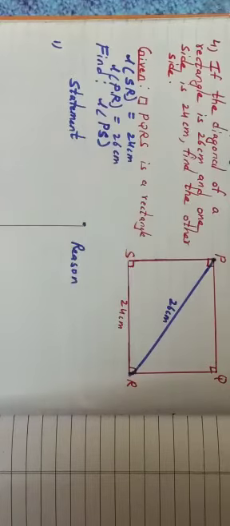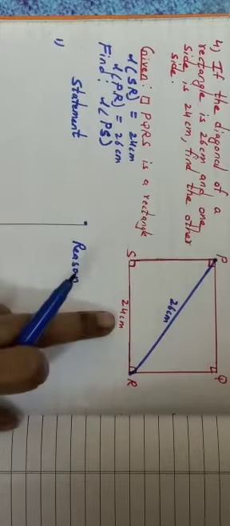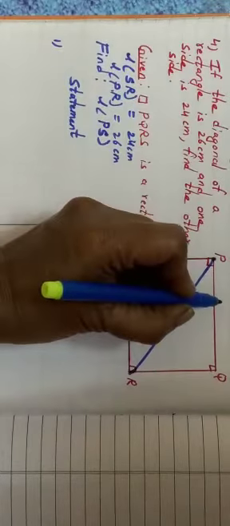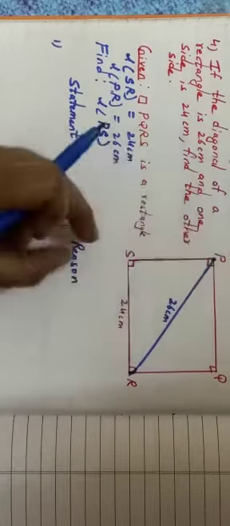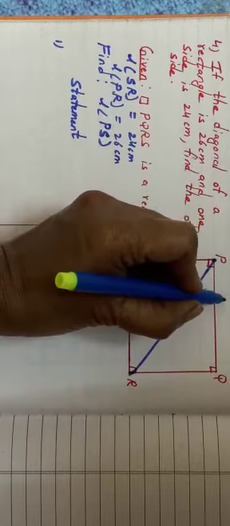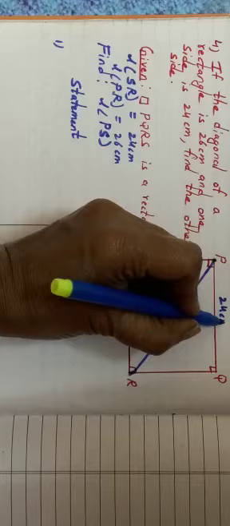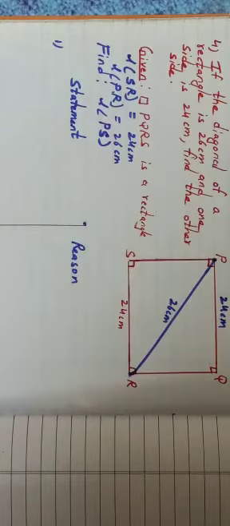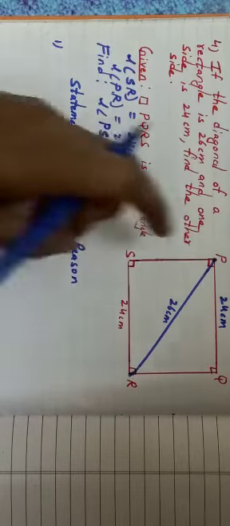Find length of PS. Now you see here, for a rectangle, you know the properties that opposite sides are equal. So if this is 24 centimeter, PQ is opposite. Side PQ is opposite to side SR. So this you can directly write 24 centimeter. Okay, and you have to find, as I said, length of other side.